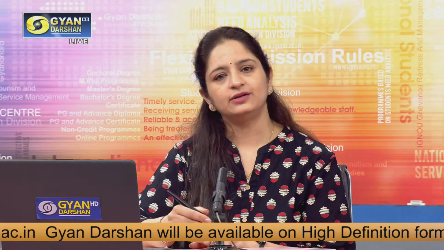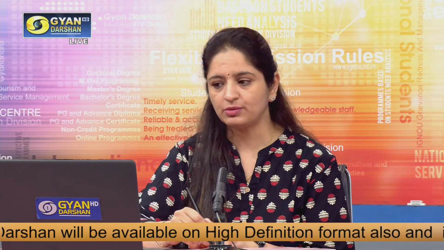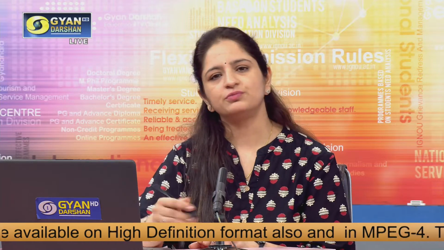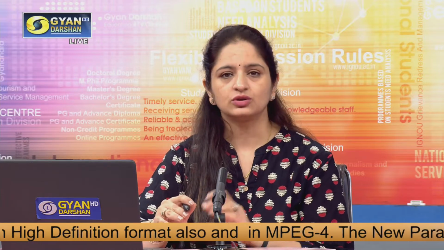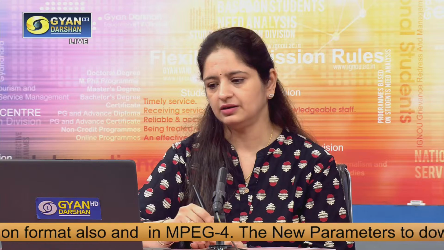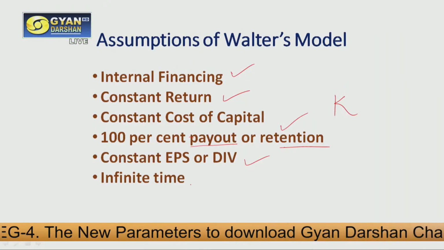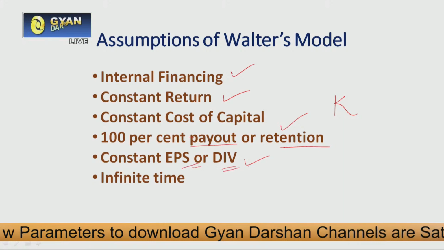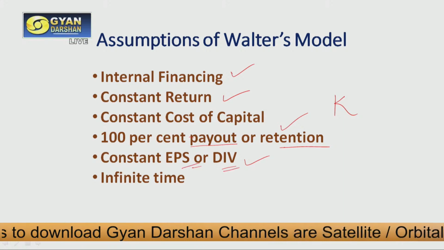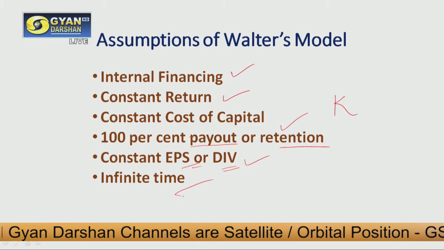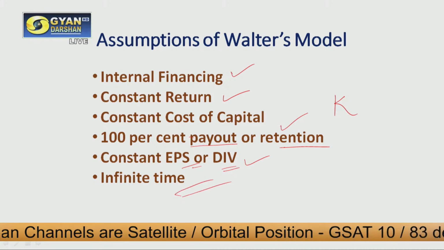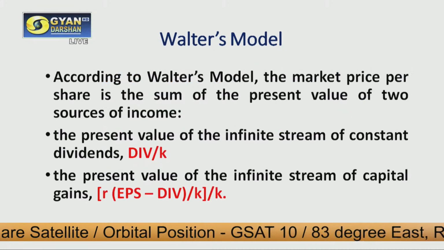And if you decide to distribute the share of profit in the form of dividend, then you are going to distribute 100% of it. Okay, so there is nothing in between these two. Our EPS or DIV will also remain constant. That means earning per share or dividend per share will also remain constant for the period for which we are doing our calculation, and the time period is infinite.